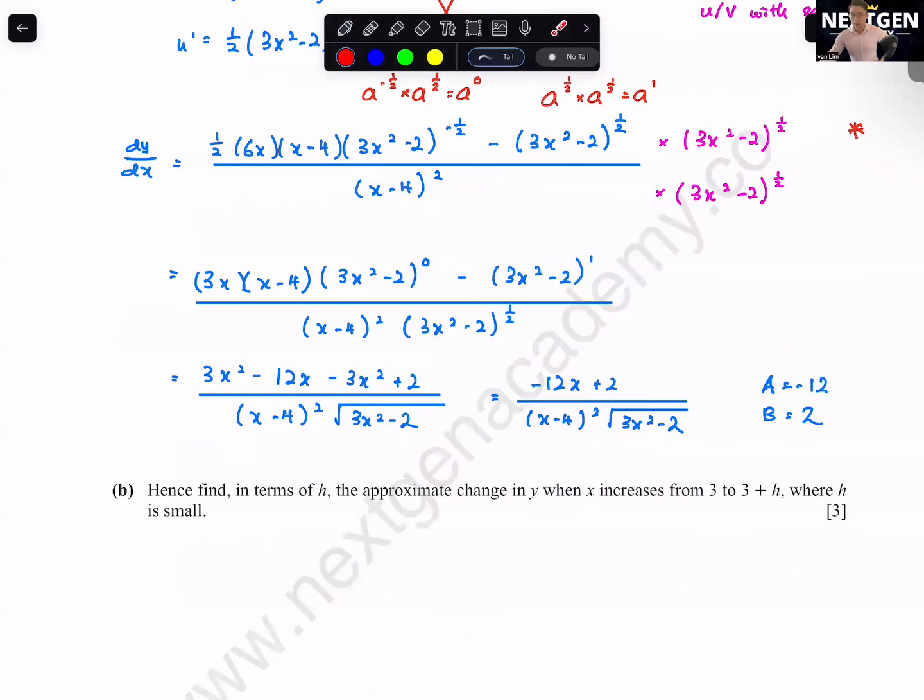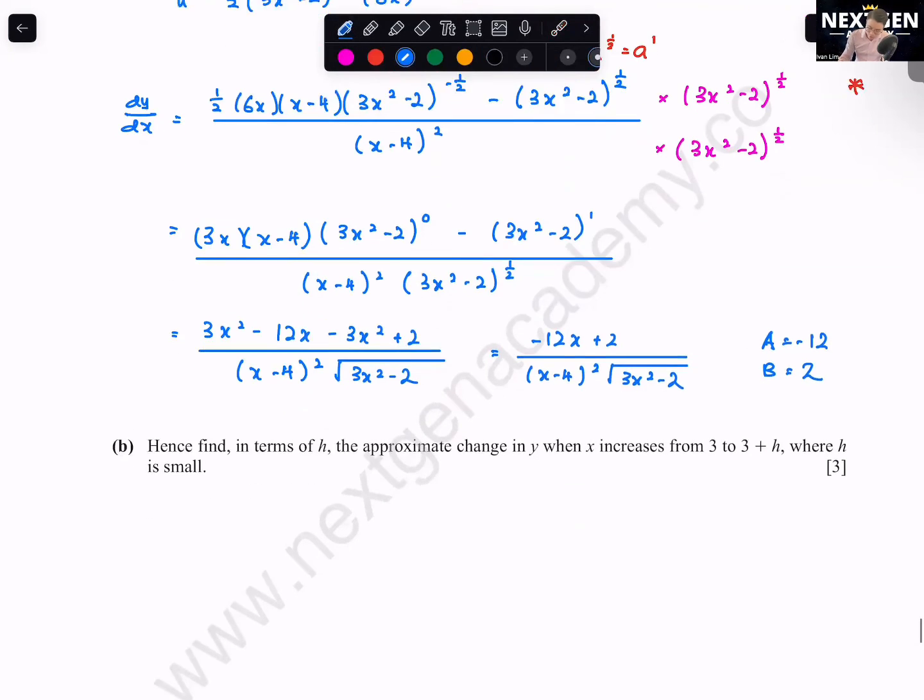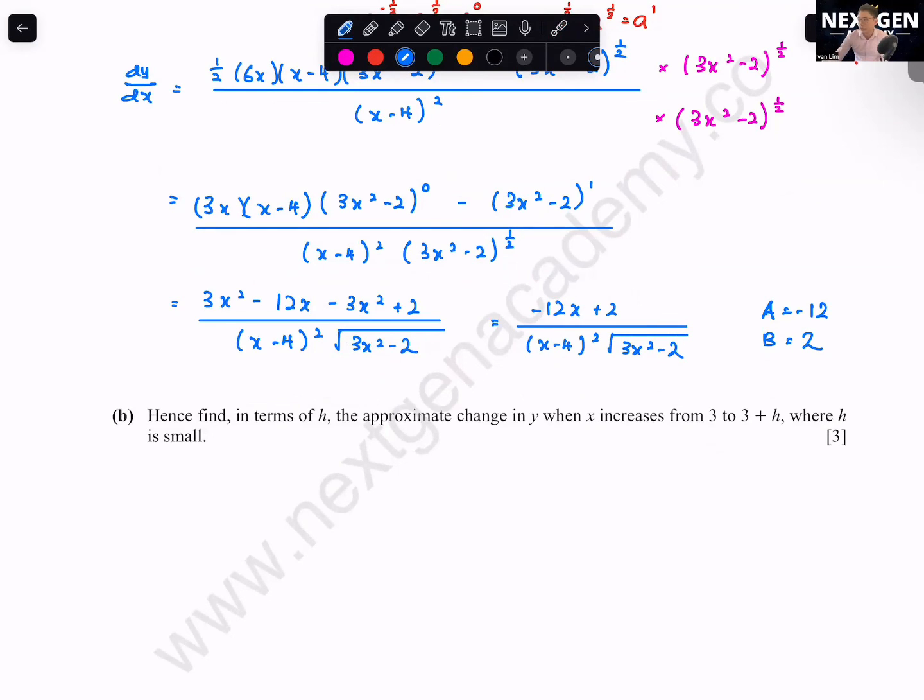Okay, last one. Okay, last one for today. Hence, find in terms of h the approximate change in y when x increases from 3 to 3 plus h, where h is small. Okay, how do we do this? Okay, where h is small, this is the delta y over delta x type of question. Okay, delta y over delta x equals to dy over dx. Okay, let's find what's the delta x first. Delta x is 3 plus h minus 3.